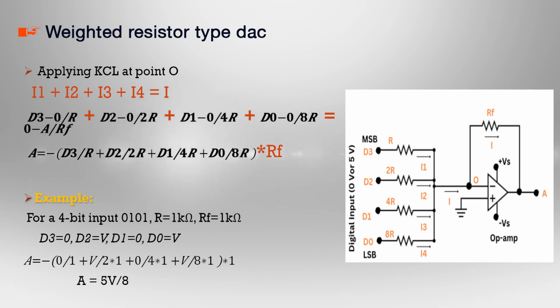So, you can understand the working of a DAC with the help of this example, in which we have taken a 4 bit input 0101, the value of R is chosen as 1 kilo ohm, and RF is 1 kilo ohm. So, by putting all the values in the equation, we get A is equal to 5 V by 8.